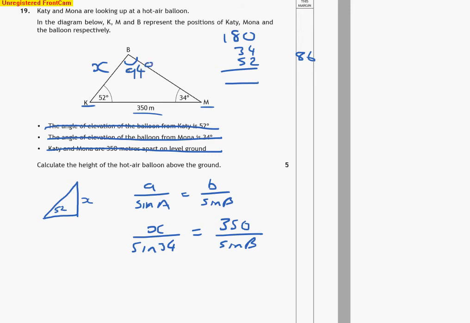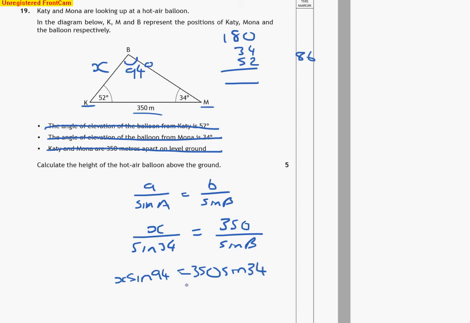94 degrees. So again, they're really making you work for this. They've made you work out an angle. They're making you do the sine rule to work out a length, to then calculate the height. Now I'll get rid of that x just so it's not confusing. So we're doing the sine rule to work out here. So cross multiply. So it's x sine of 94 is equal to 350 sine of 34.